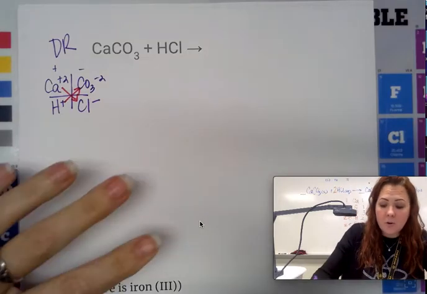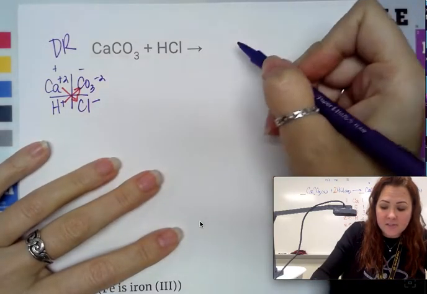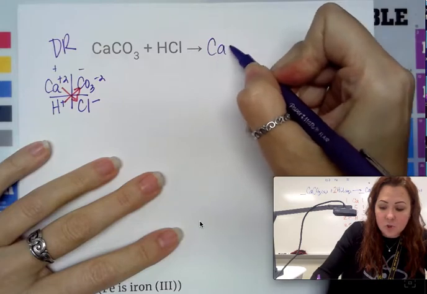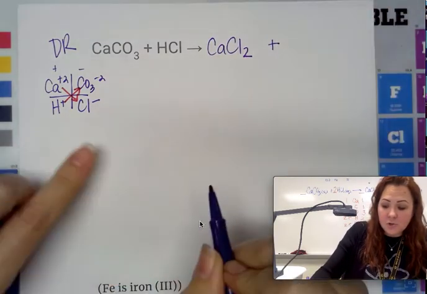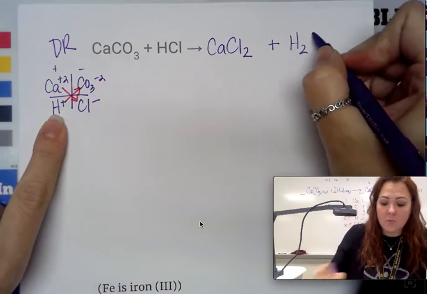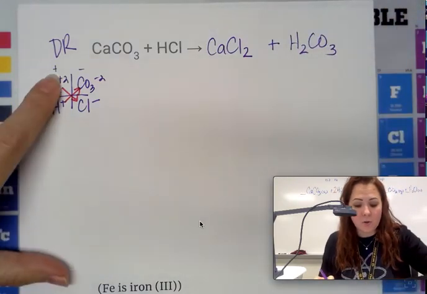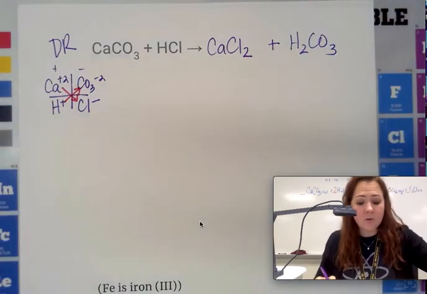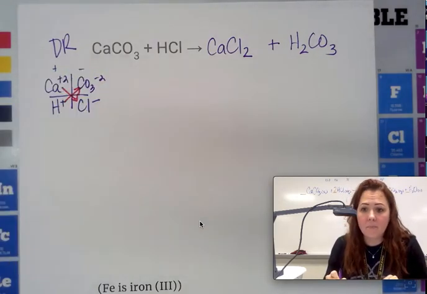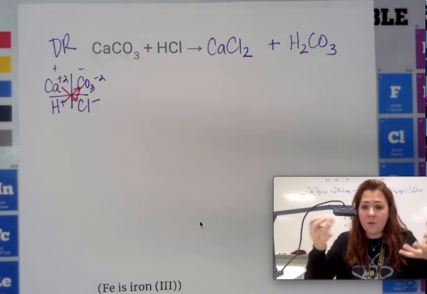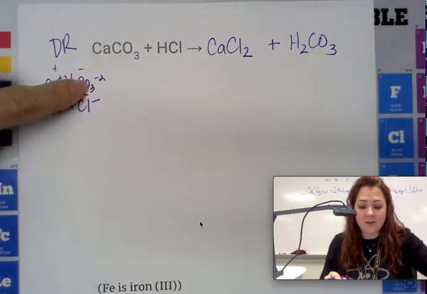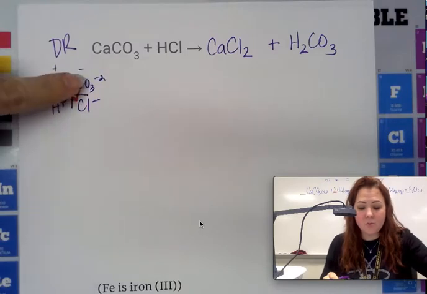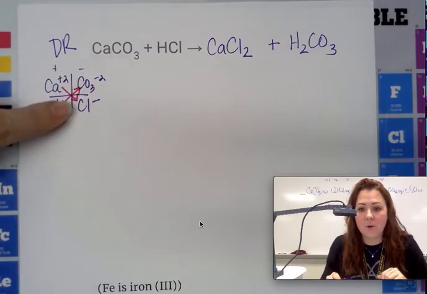So for my new products over here, I have CaCl2 plus H2CO3. So the 2 came over here, the 1 came over here, 2 came over here, the 1 came over here. So when you're predicting your products, you undo the swap and drop, and then you have to put them together in a new way. So we have to figure out the charges. So that's why I undid that, +2 -2, +1 -1, and then I just re-swapped and dropped with the new partners.